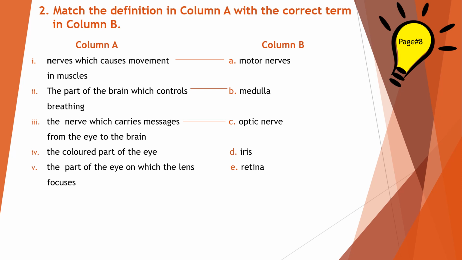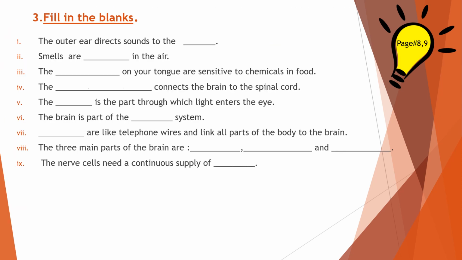The colored part of the eye is called iris. The part of the eye on which the lens focuses is called retina. Now we will solve some blanks. Starting with the first blank, the outer ear directs sounds to the dash, and the answer is eardrum. Your outer ear directs sounds to the eardrum.